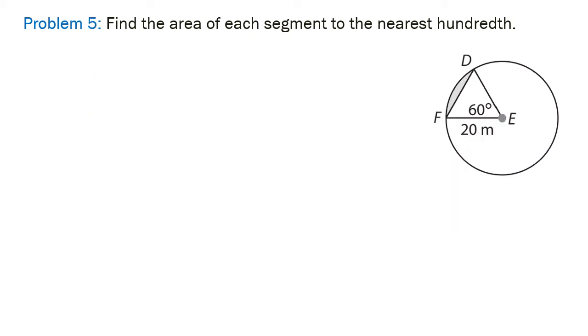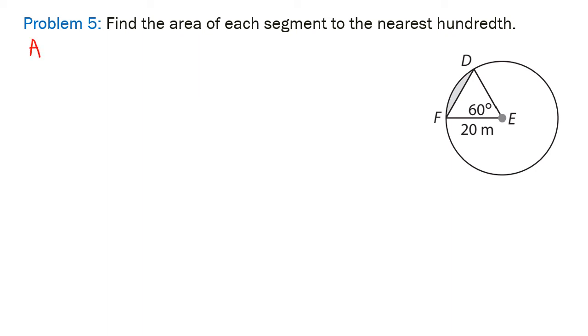All right, so problem 5 is asking us to do the same thing, but this one is a bit tougher because we do not have ourselves a right triangle. We're still going to follow the same approach. We're going to find the area of that sector, we're going to find the area of the triangle, and then we're going to go ahead and subtract them.